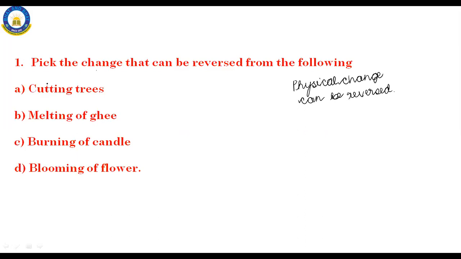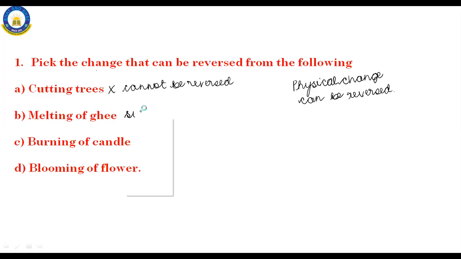Cutting of trees, melting of ghee, burning of candle, blooming of flowers. See, cutting of trees is not possible. It cannot be reversed, because once the tree is cut, again the tree has to grow from a sapling only. But melting of ghee, so there is a solid ghee.